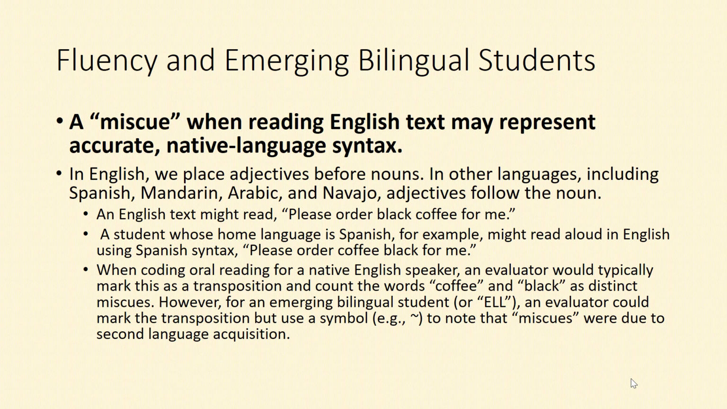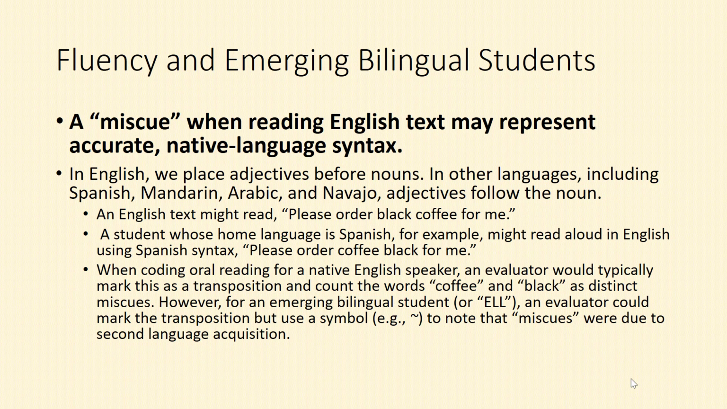Let's think about fluency and emerging bilingual students. The idea of miscue is a term that's used in thinking about running records, scoring oral reading. The idea is that a student has miscued or misunderstood the printed representation of language. Not necessarily an error, it has different meanings, but it's functioning as a way of coding oral reading behavior. There are some patterns of reading in languages other than English that seem more common in the other languages than what we observe in English.